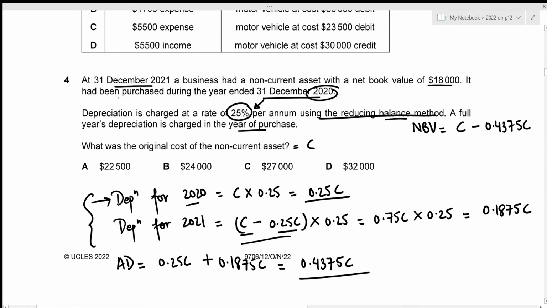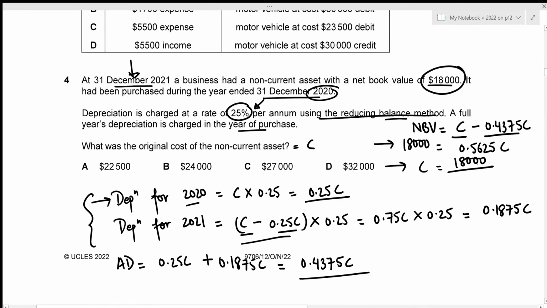And in the question itself, we are told that at 31st December 2021, the non-current asset had the net book value of 18,000. So we can just substitute its value in this equation. So that's 18,000 equals 1C minus 0.4375C, which results in 0.5625C. Now we can easily figure out the value for C. That's going to be 18,000 divided by 0.5625, which results in the amount of 32,000. So 32,000 is the original cost of the non-current asset, which is mentioned in option D. So that will be our correct answer.